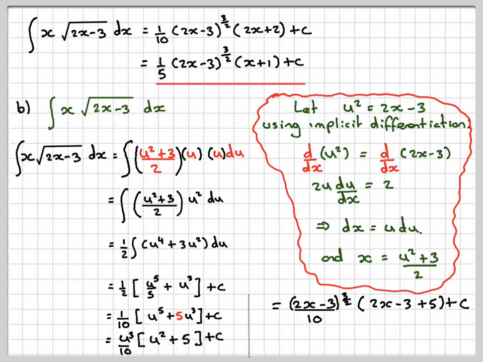So we've got a very similar situation to what we got up here, and we can see that we're going to get the same answer, which is 1/5 of (2x minus 3) to the 3 over 2 times (x plus 1), plus c. So this has been integration by substitution, integrating the same function but using two different substitutions. I hope you've understood, and I thank you very much for watching.